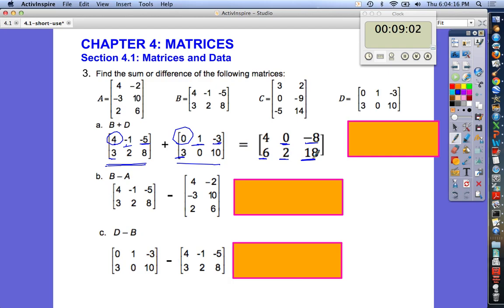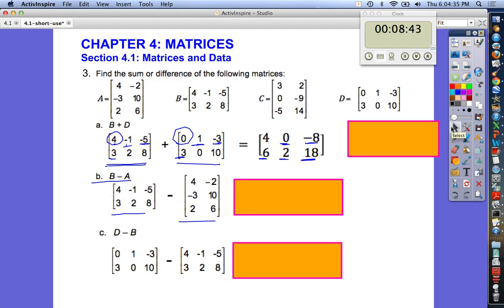When we go to our next matrix, B minus matrix A, I have B and A both listed here. We want to subtract A from B. When we look at that, we do not have that one-to-one correspondence because the dimensions are different. We have a 2 by 3 and a 3 by 2.